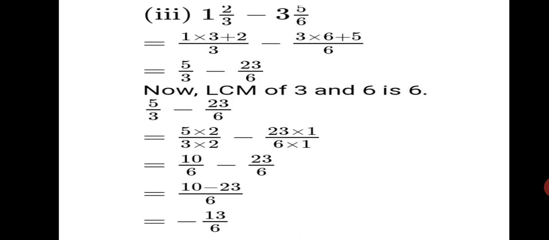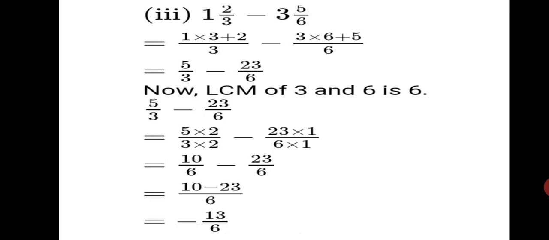So let's see. 5 upon 3 into 2 in numerator and denominator minus 23 upon 6 as it is. You can write into 1 or you don't write also, okay. Is equal to 10 upon 6 minus 23 upon 6. Now 10 minus 23 in the numerator, denominator remains the same, 6 common denominator. Now plus and minus operation: 23 minus 10 is 13 and the sign of the greater number is negative. So the same rules, answer will be minus 13 upon 6.